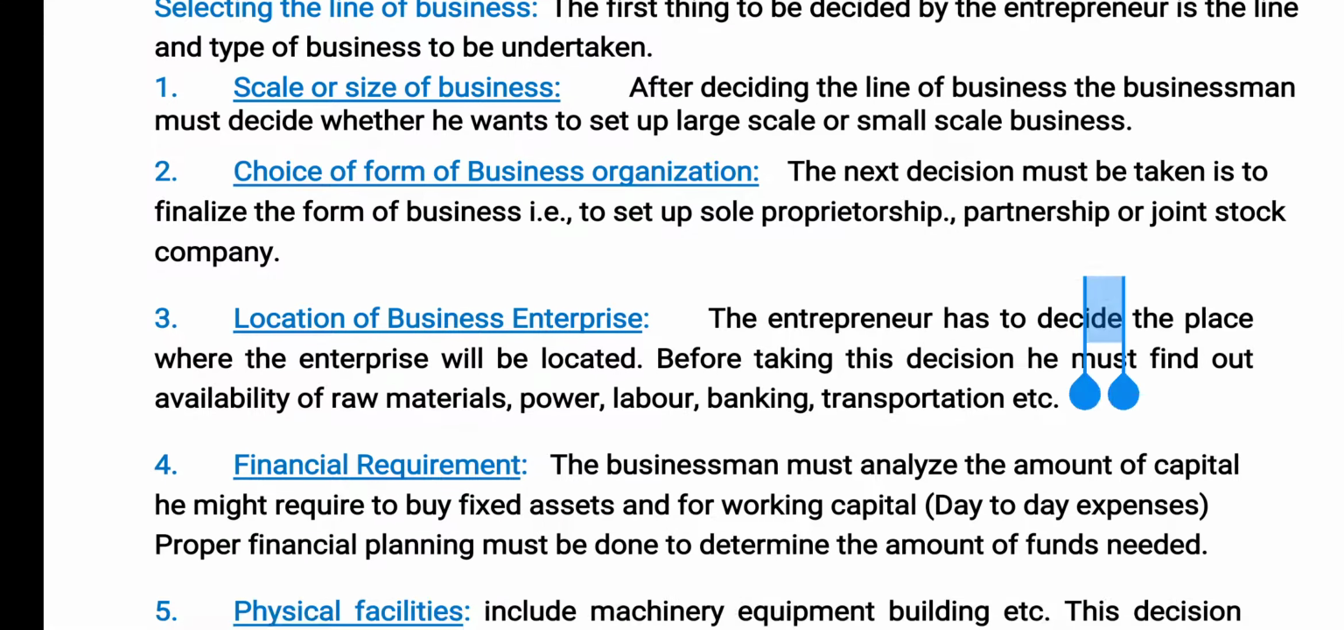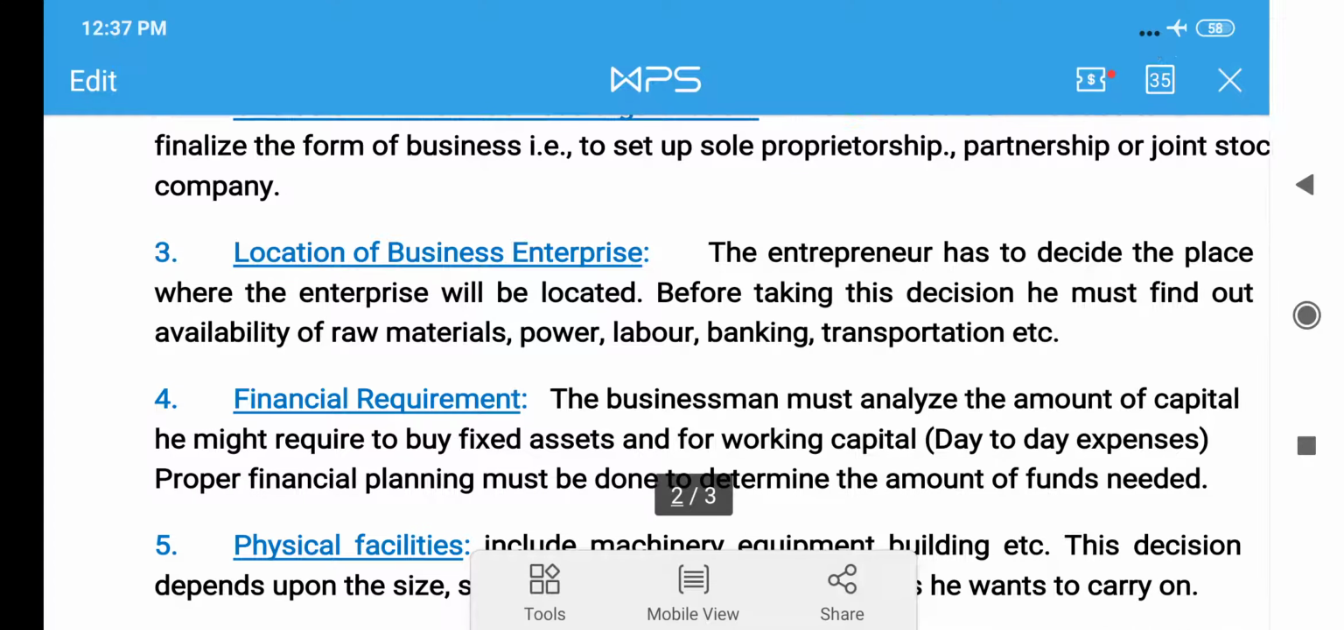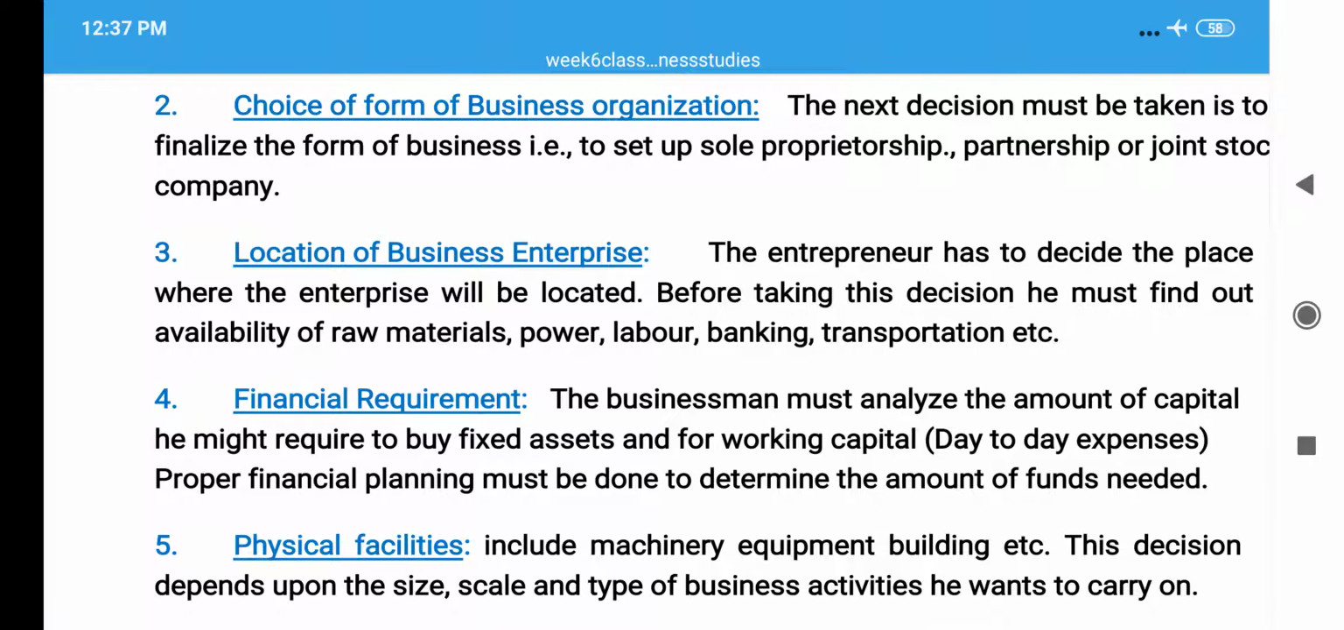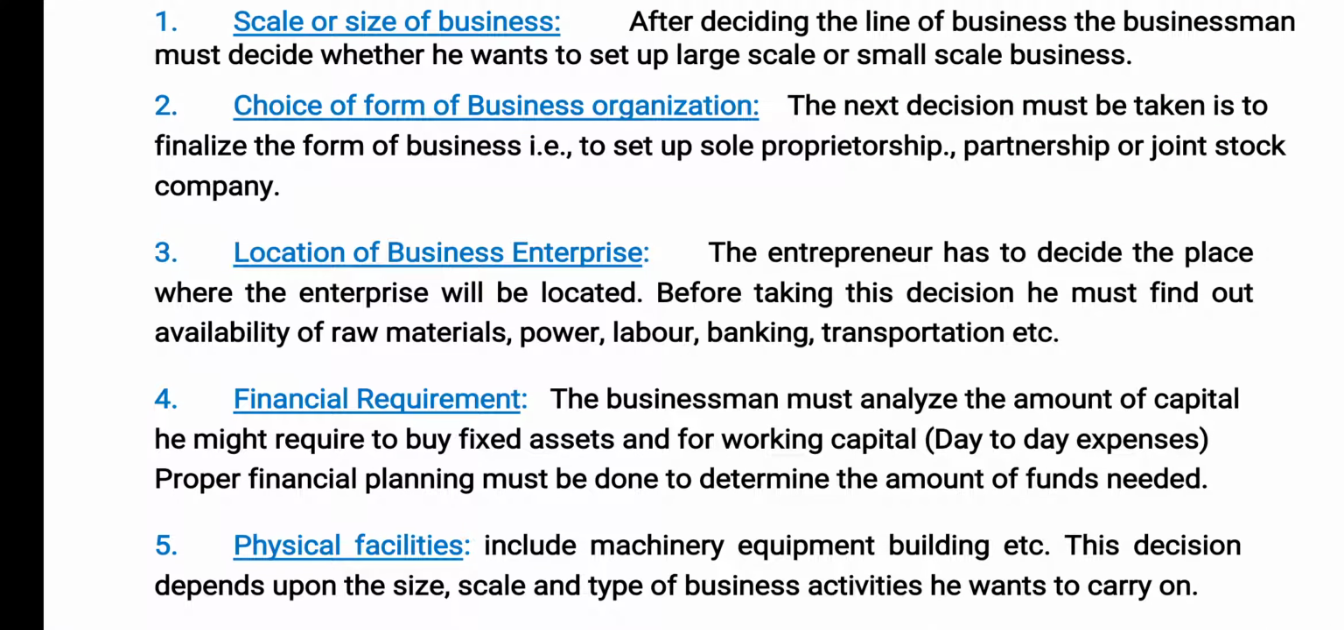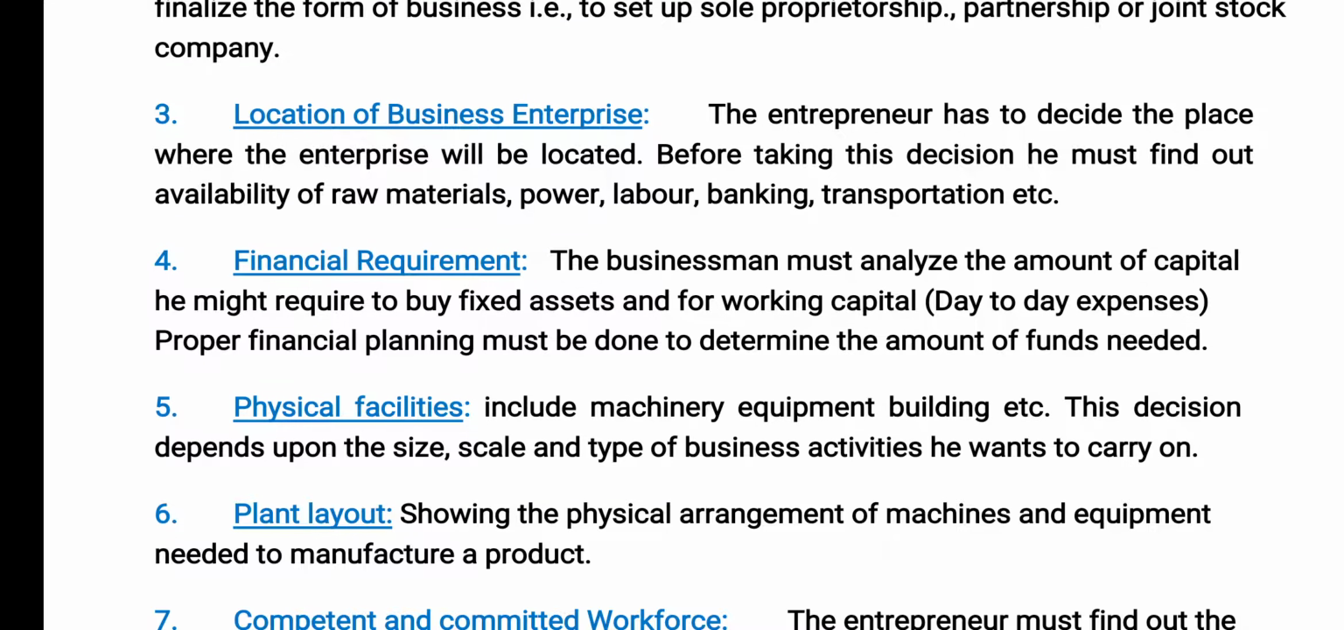The third, location of business enterprise. Then they have to decide the place where the enterprise will be located. Before taking this decision, he must find out the availability of raw material, power, labor, banking and transportation, etc., which is most important from the point of view of any organization.